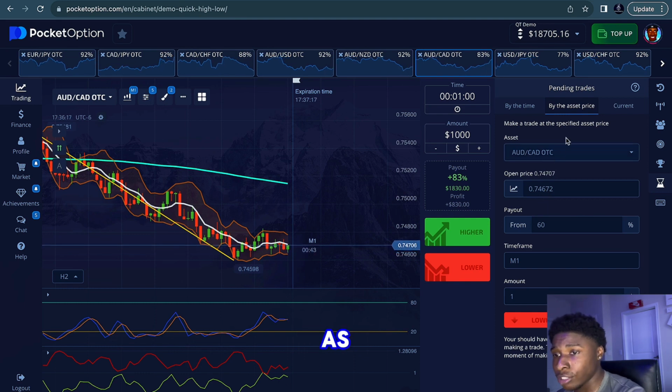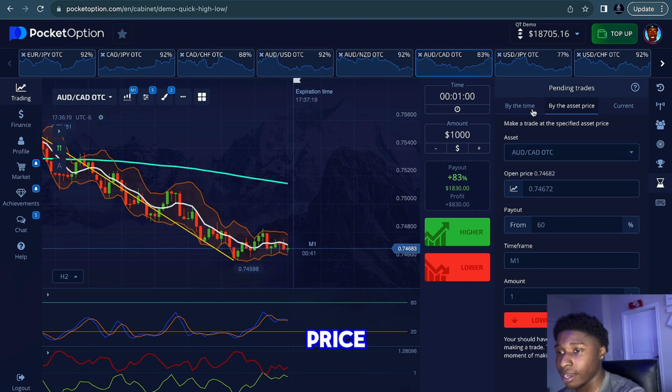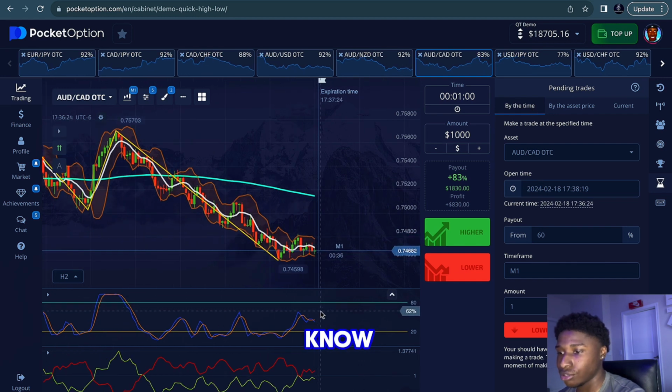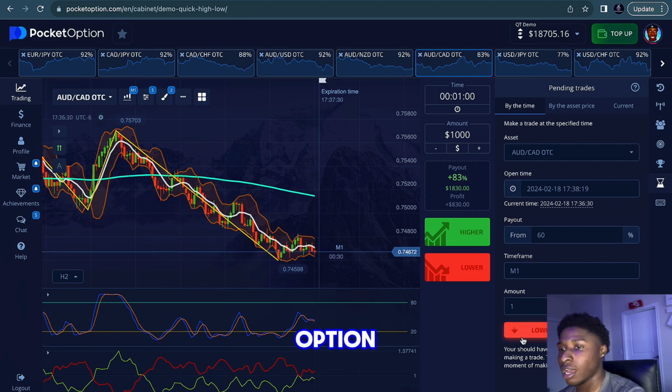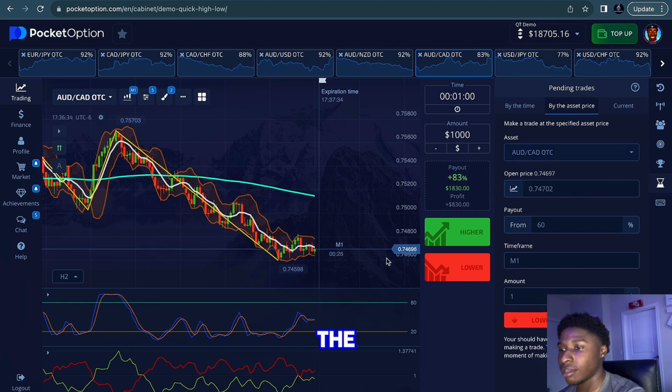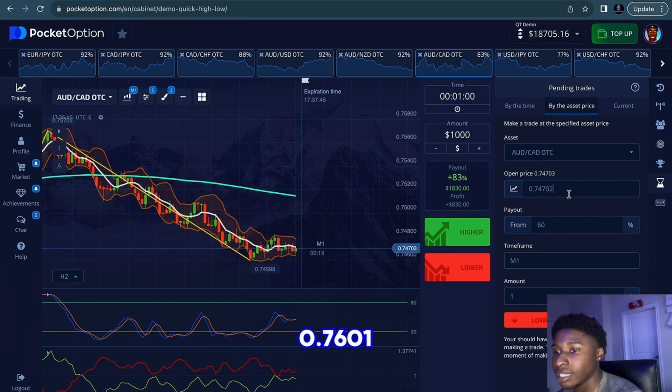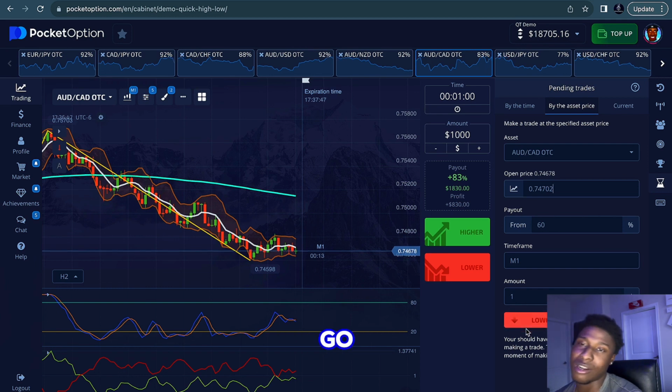So as you can see, you can trade by the asset price and you can trade by time. If you know that once this chart hits, let's say, 1740, it's going to go down, then you can put the put option for the down, guys. And then over here, let's say the price hits the bottom of the zone right here, at 0.74601, then you would put that in and you'll put that it will continue to go down for a minute.